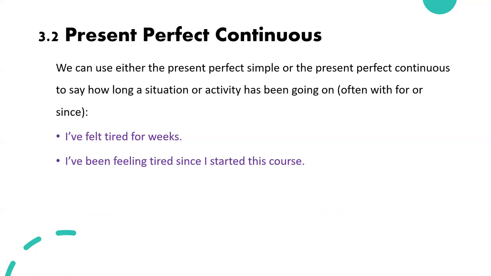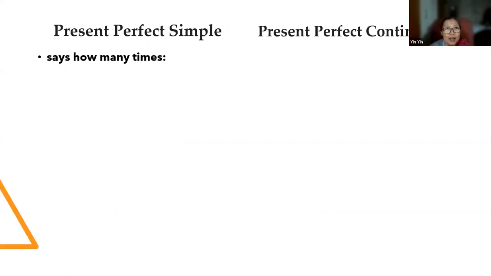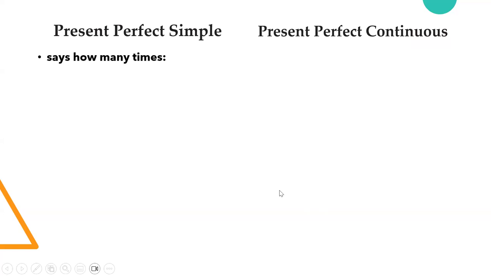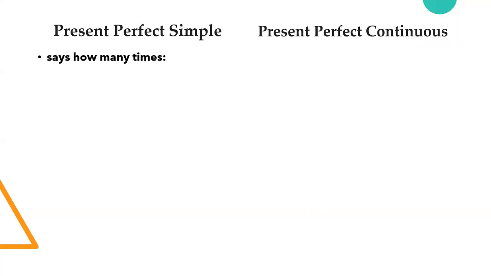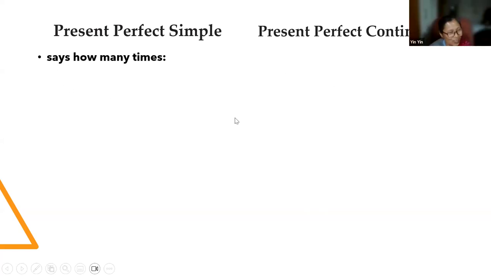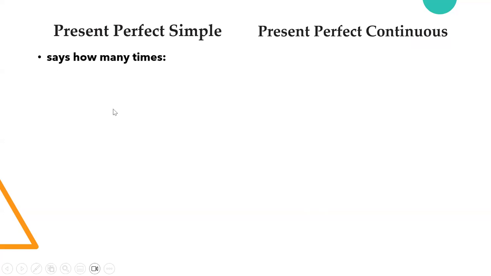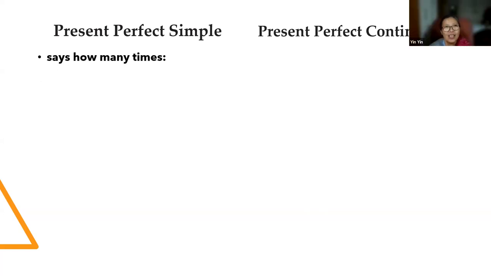Present perfect simple. What is the comparison? Present perfect simple says how many times. It says how many times, not she says. Says how many times.